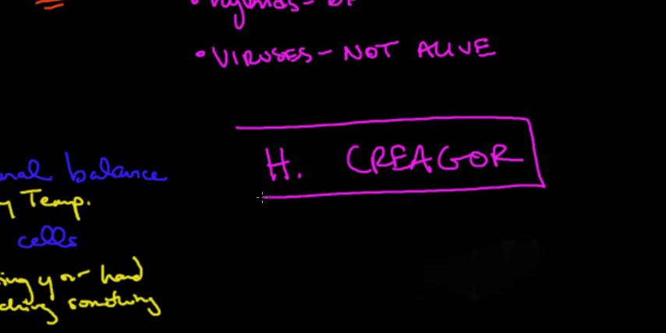These are the characteristics of life that I need you to know, and a good way to remember that is it's like somebody's name, H. Krigor. And I see that I'm at 10 minutes. I'm going to stop right there.